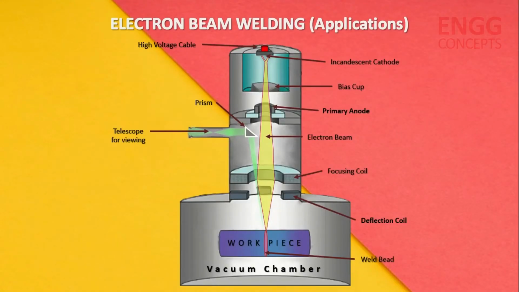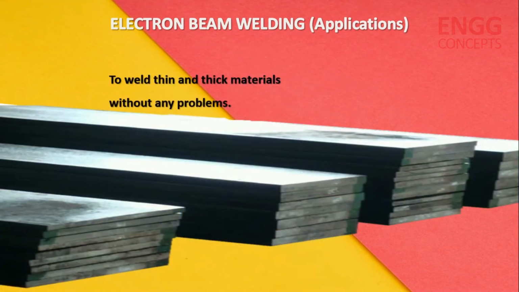Let's see what the applications of electron beam welding are, or where electron beam welding is used. Electron beam welding can weld thin materials as well as thick materials without any problems. For thin materials, we just need to adjust and set the voltage to low, and for thick materials, adjust and set the voltage to high as per the specification of the machine and the type of material. Welding powers from a few hundreds of watts to tens of kilowatts can be used as needed. And some electron beam welding equipment is available with powers of over 100 kilowatts.